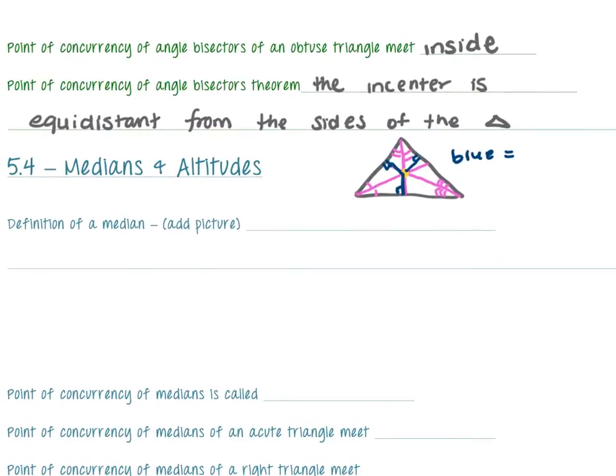Then came, so that was the end of the quiz. Like, that was the material that was covered on your quiz. Then came medians and altitudes, okay? A median goes from a vertex to the midpoint. Easy stuff.